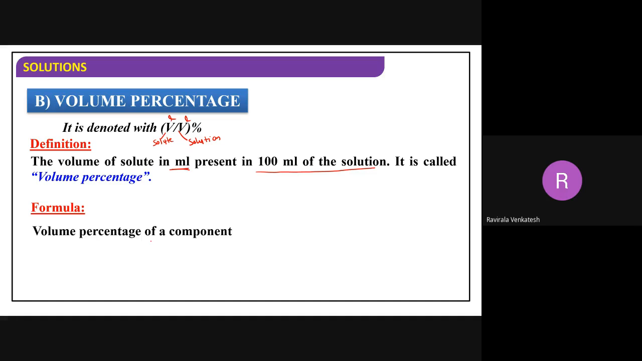Same formula: volume of the solute divided by volume of the solution into 100. Now, when the volume of the solution is 100 ml, we get volume of the solute and volume percentage will be equal. To arrive at the formula, we have taken 100. Generally, 100 ml we don't substitute. But for getting the definition, volume of the solute is equal to volume percentage whenever your volume of the solution is 100 ml. Right?